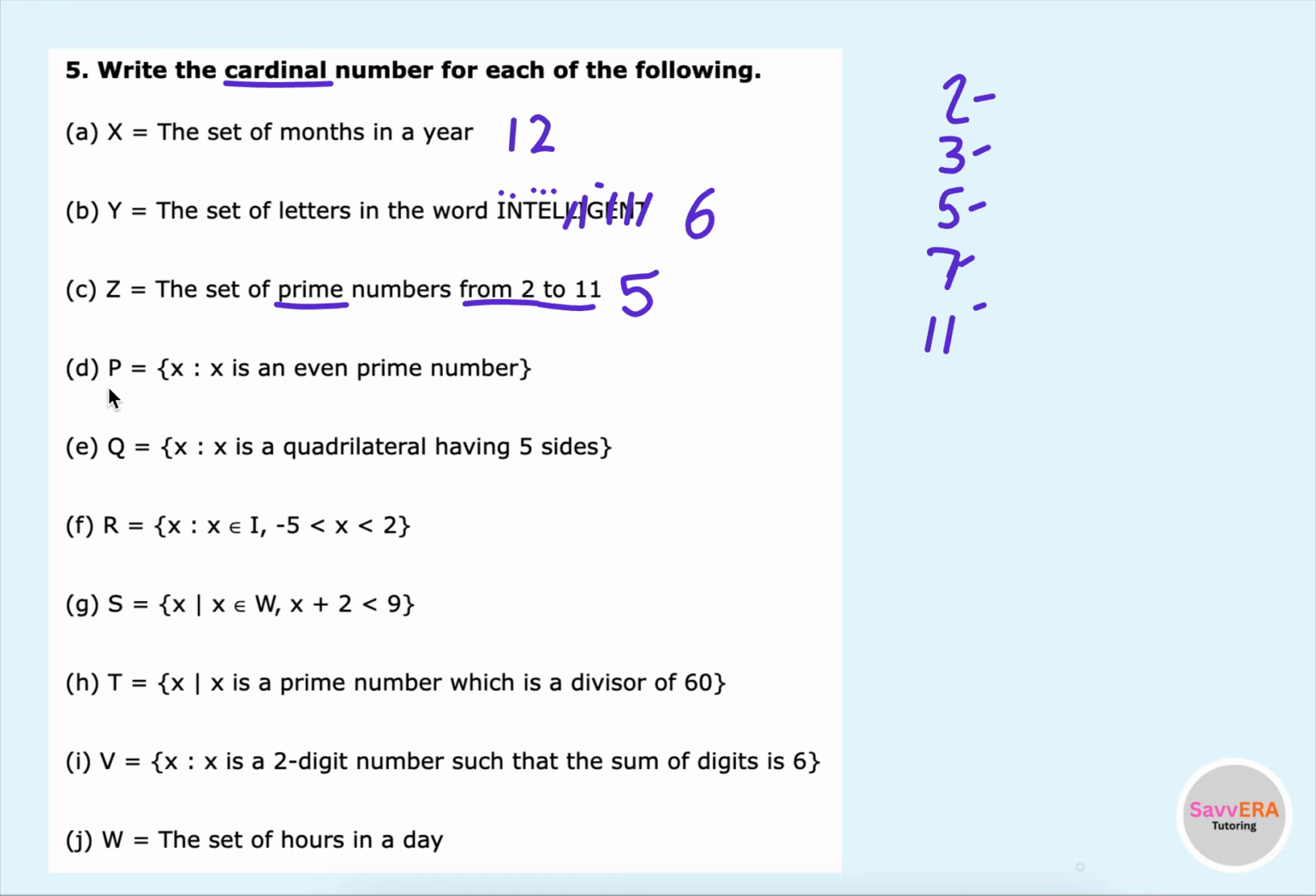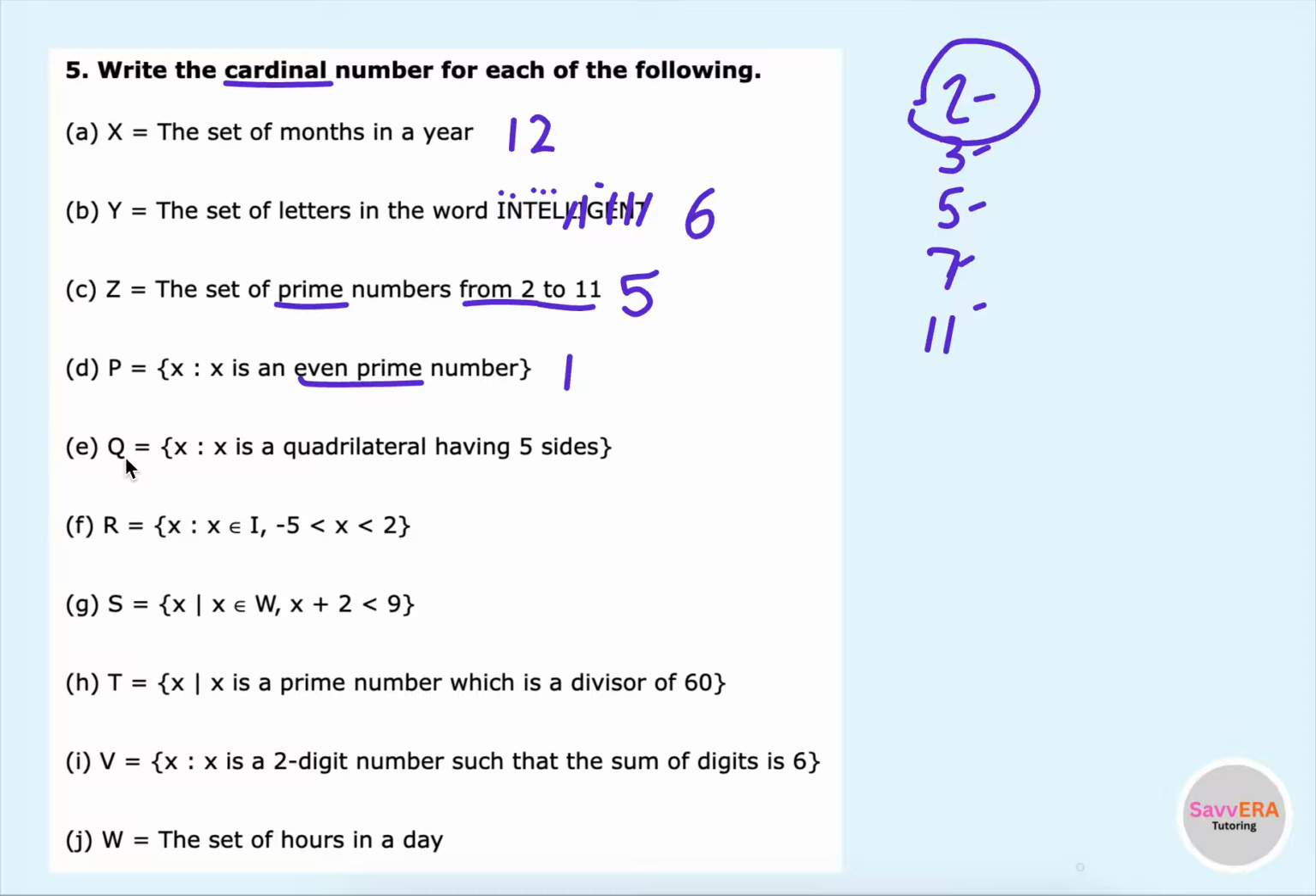Next one, it says set P has X such that X is an even prime number. So how many even prime numbers do we have? So think about this one. It has to be even and also prime. And as we can see from here, we only have one number that satisfies that. It's even and prime. So it's just 1.